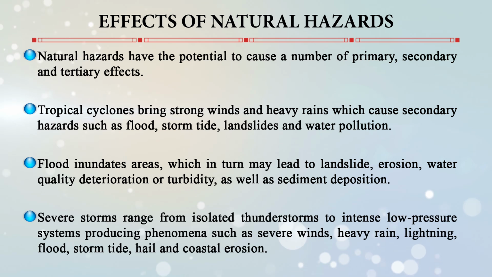In the same way, severe storms can range from isolated thunderstorms to intense low pressure systems producing phenomena such as severe winds, heavy rain, lightning, flood, storm tide and the coastal erosion. So, if the primary effect is the flood or the storm, then these could be the other effects that also can be caused to a certain area or a region.